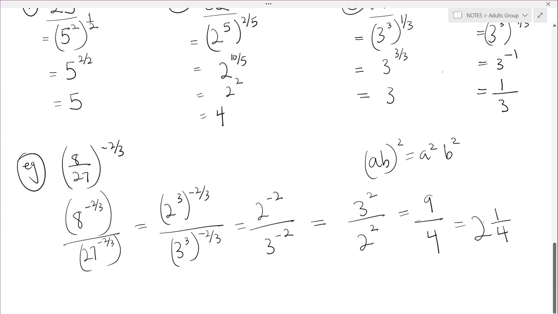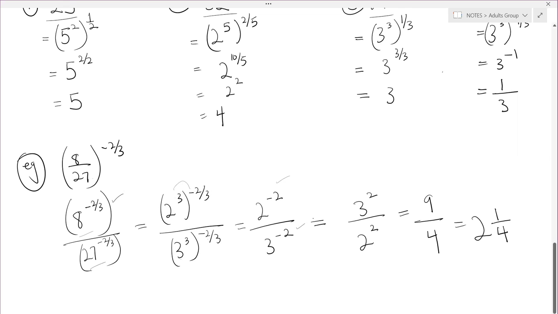I love this question, right? You really have to pay attention and do it step by step. So let's do this again. We separated numerator and denominator. So 8 to the power of negative 2 third over 27 to the power of negative 2 third. We change 8 and 27 into base form, which is 2 cubed to the power of negative 2 third, and 3 cubed to the power of negative 2 third. We multiply these out, which will give us negative 2 and negative 2.